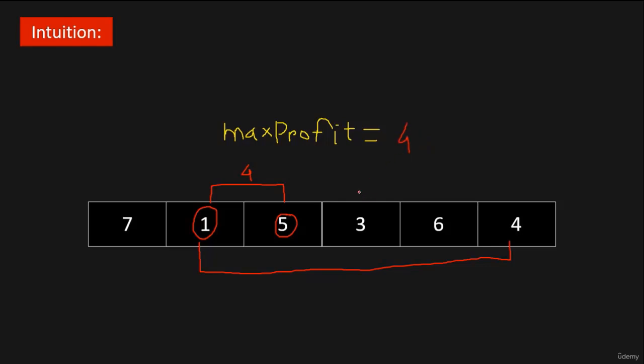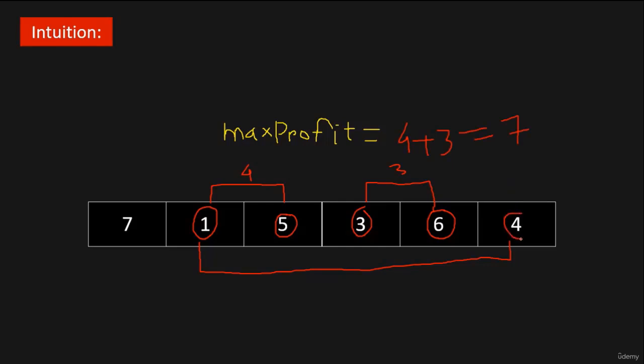Then our current element is 3 and our previous element is 5. We see the current element is less than the previous element, so we will not sell at the current element and will not buy at the previous element. Then our next element is 6, and we see that this element is greater than the previous element. So we will sell at the current price and we will buy at the previous price. So we will have our profit 6 minus 3 equals 3. So 4 plus 3 equals 7.